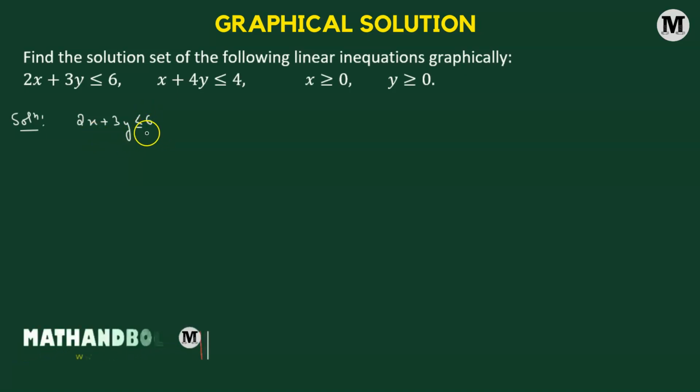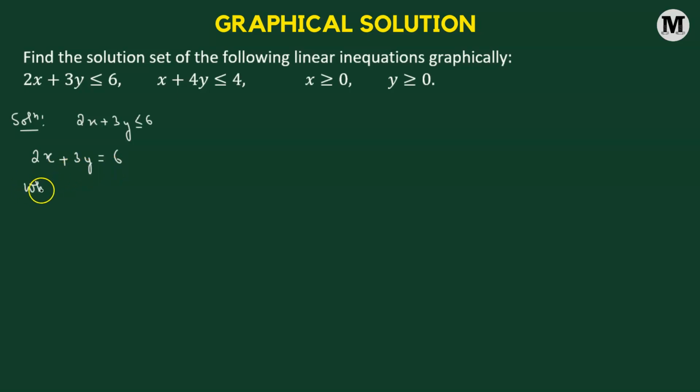What we'll do, we'll convert it into an equation. So all we have to do is replace the inequality symbol less than or equals to with an equal symbol, such that we get 2x plus 3y equals to 6. So this is a linear equation in two variables x and y.